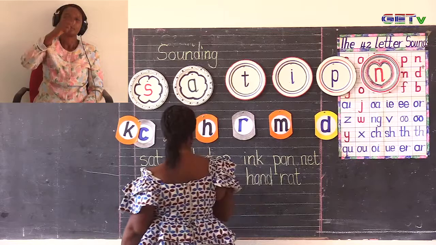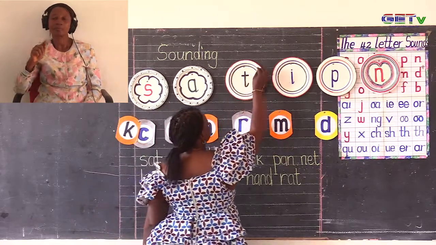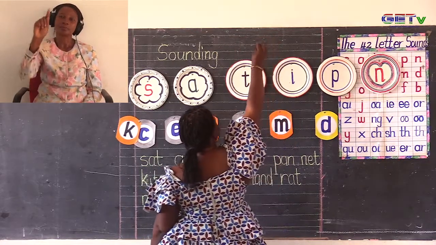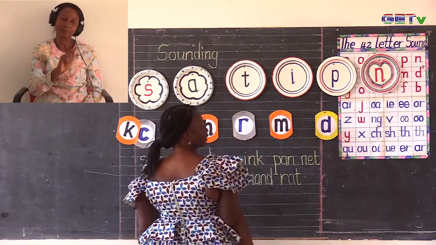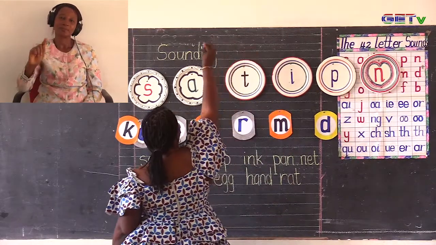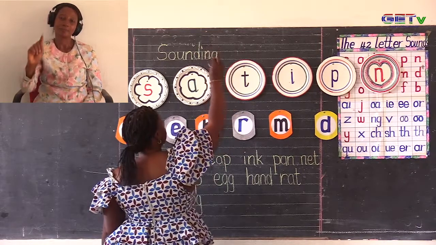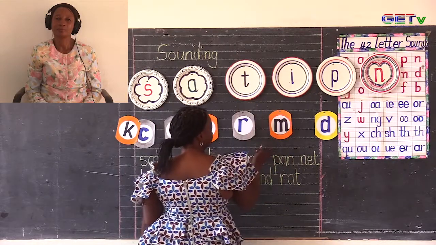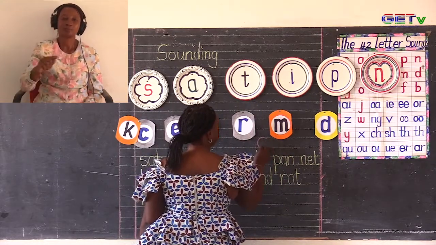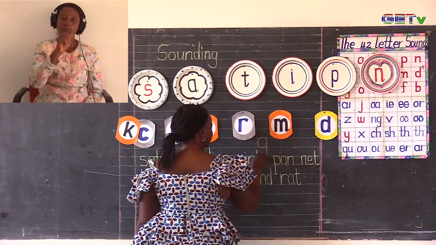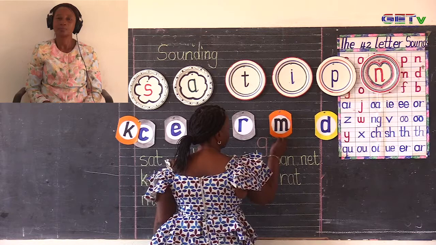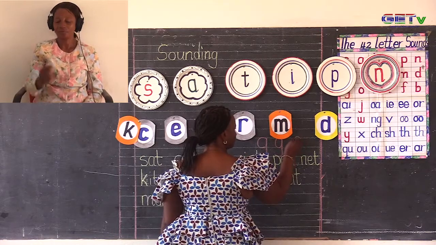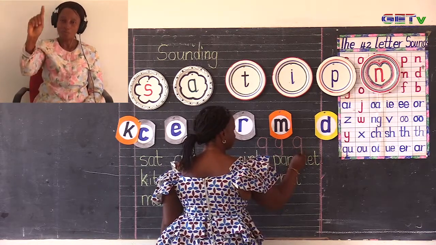Around. Can we go? Around, up, down, and a curve. Can we do that again? Around, up, down, and a curve. Now, that is to say, around, up, down, and a curve.